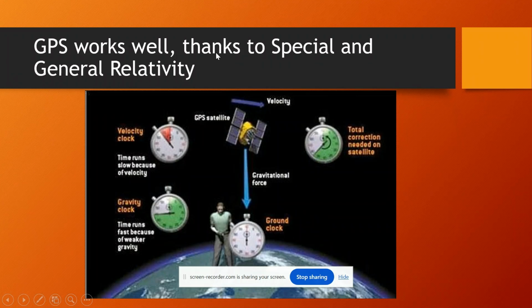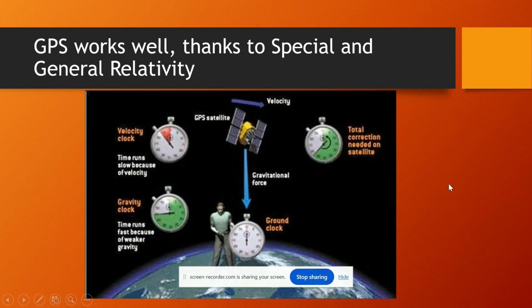GPS works very well thanks to special and general relativity. Our GPS operates because we have a constellation of satellites in space. Those satellites have to move very fast to stay in orbit. Because they move so fast, they have relativistic effects due to special relativity. It means that since they move so fast, they are traveling to our future. Their clocks run much slower with respect to us, and this effect is cumulative. It requires some correction.